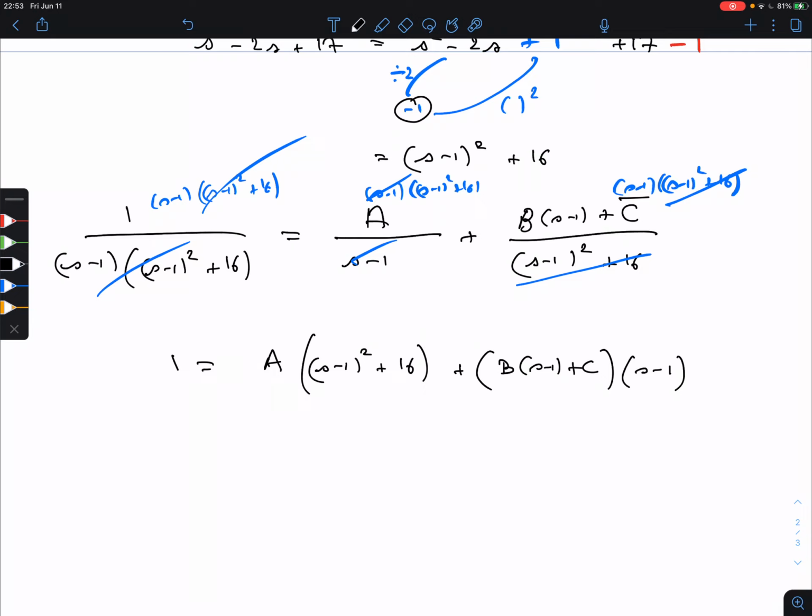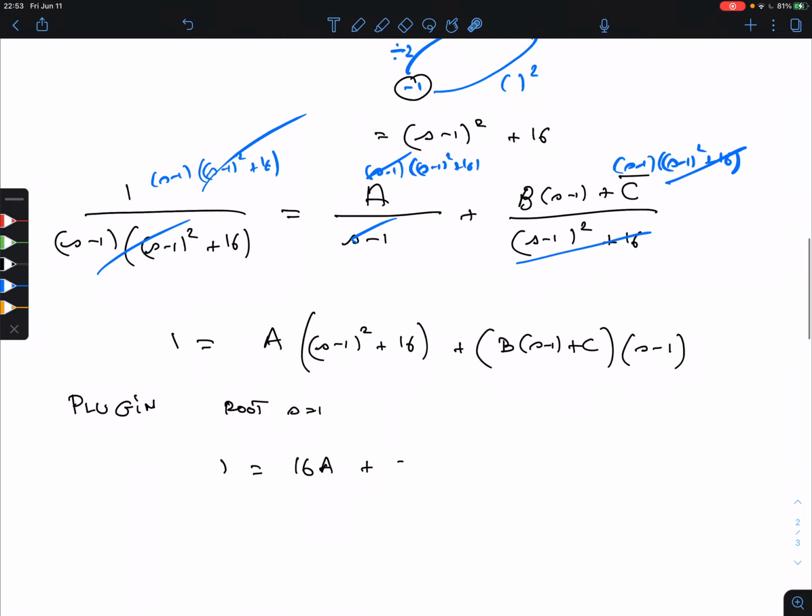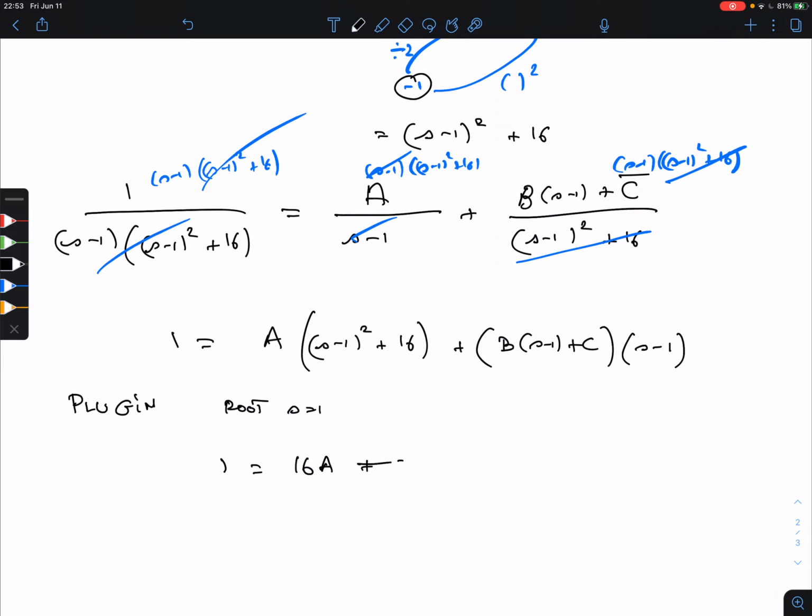Okay, so we plug in the root. Now we have a root, and the root is s equals 1. Okay, let's do that. So we have 1 equals 16a plus, oh, that is 0, right? This whole thing is 0 here. Okay, 16a. Oh, that's good. So we know that a is 1 over 16.